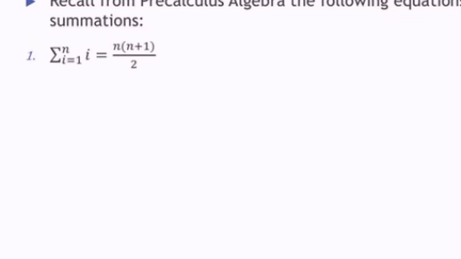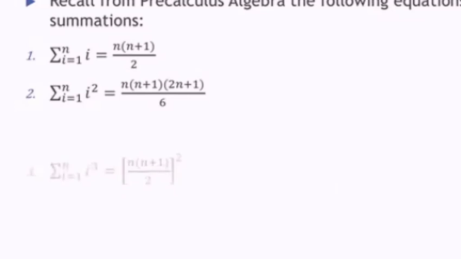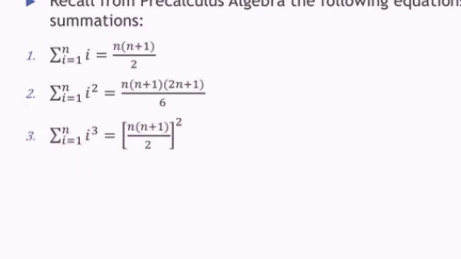One of the ways you can simplify that is by taking n, which is your last number, times n plus 1, which is your last number increased by 1, and dividing by 2. That's one of the properties of summations. Similarly, if you are summing from 1 to n of i squared, it can be simplified to n times n plus 1 times 2n plus 1, divided by 6. And the sum from i equals 1 to n of i cubed can be simplified to n times n plus 1 divided by 2, the entire thing squared.